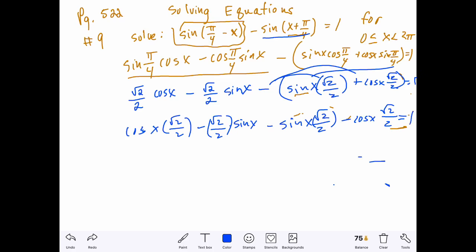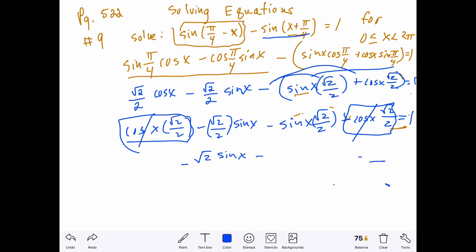Okay, and then I say, oh, cosine x, root 2 over 2 times cosine x, minus cosine x times root 2 over 2 here, that goes to 0. Okay, so those I can cancel out. And then I've essentially got negative root 2 sine of x minus root 2 sine of x. And since they both have the common denominator of 2, I can put it over 2 here, equals 1.